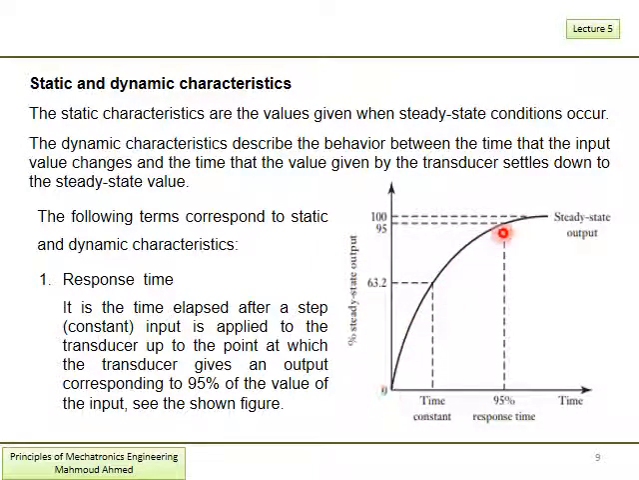This is the curve which describes the dynamics. This is the transient state curve, and steady state means after the system has reached a constant value at the end. So the following terms correspond to such static and dynamic characteristics.